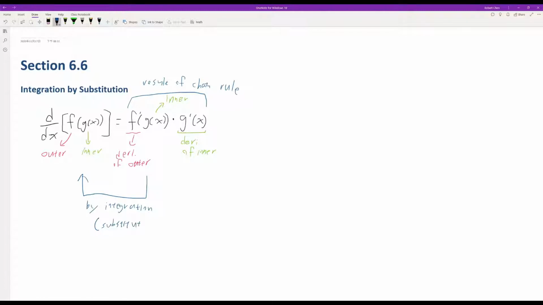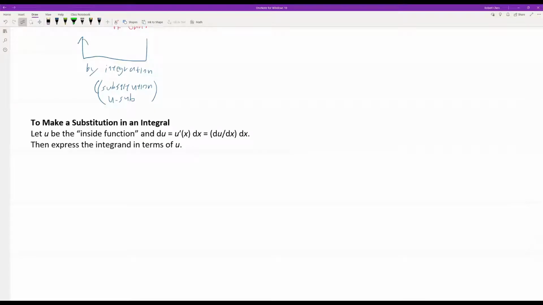A lot of people also call this the U sub. Not like a submarine, but it stands for U substitution, because U is the common variable that we use to do the substitution. Okay, so let's take a look at how this works.